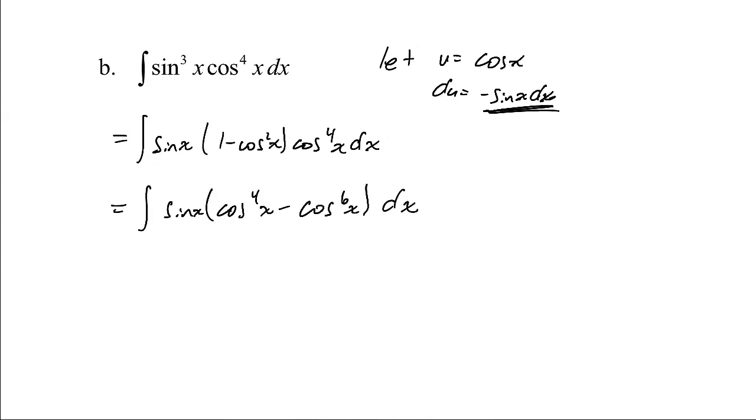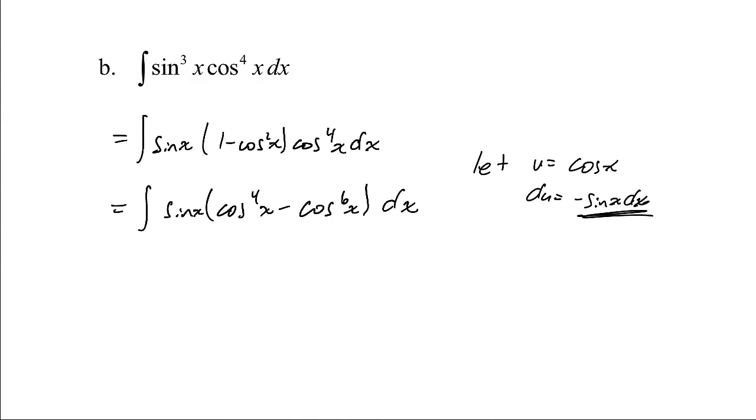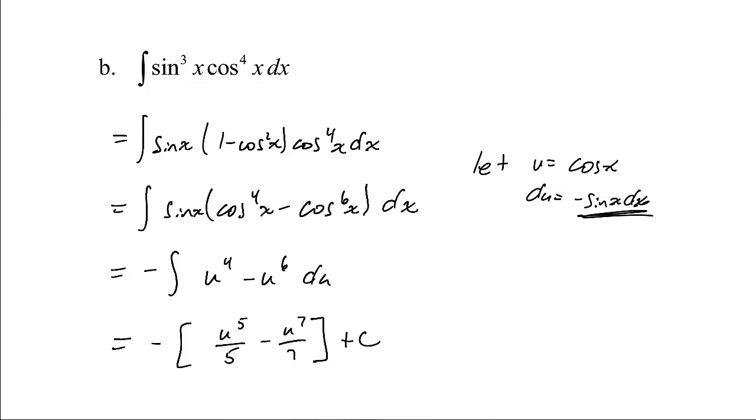The reason I did that is just so that I have sine dx out by itself, and I don't have to think about setting up different integrals. So now if I use my u substitution on this step, I can let u be cosine. It's going to be negative the integral of u to the fourth minus u to the sixth du. Do my antiderivatives: negative u to the 5th over 5 minus u to the 7th over 7 plus c.